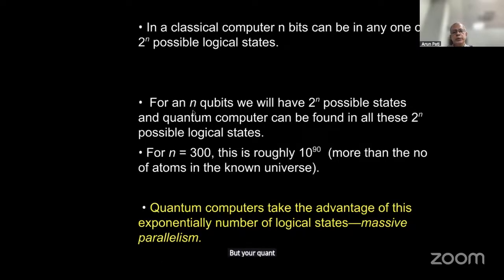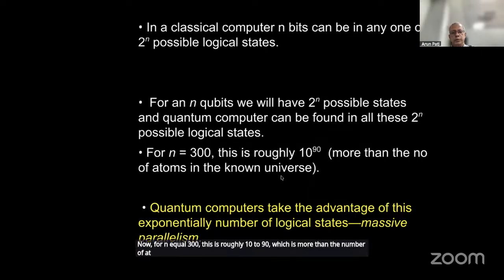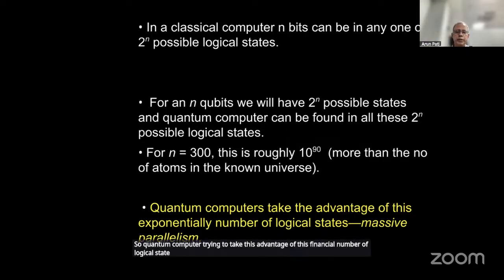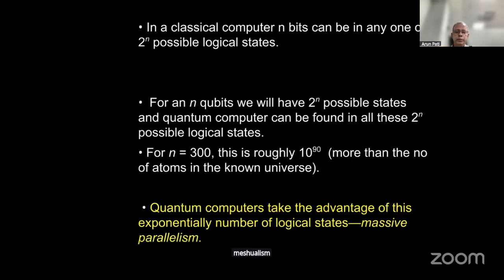But your quantum computer with n qubits will have all those exponential number of logical states at any given time. So the Hilbert space grows exponentially with the number of qubits. Now, for n equal to 300, this is roughly 10 to the power 90, which is more than the number of atoms in the known universe. So how vast this really grows, you can see from here. So quantum computer tries to take advantage of this exponential number of logical states, which basically leads to massive parallelism. And this massive parallelism is only possible with quantum computers. You don't see it in classical computers.